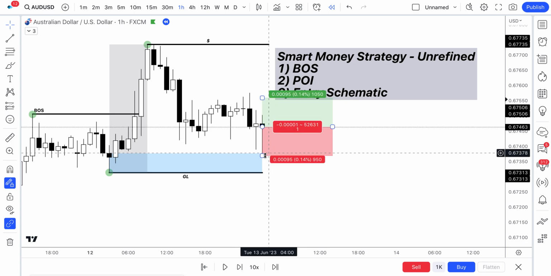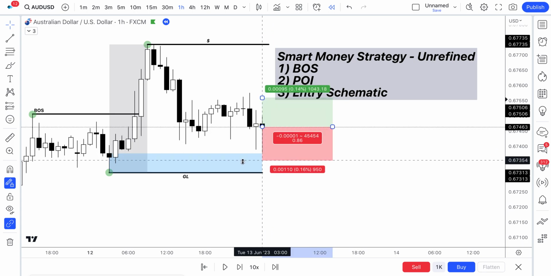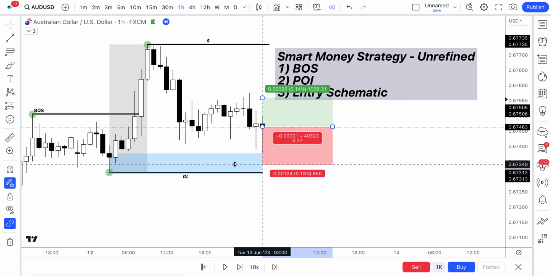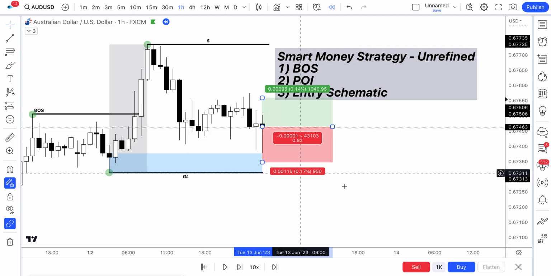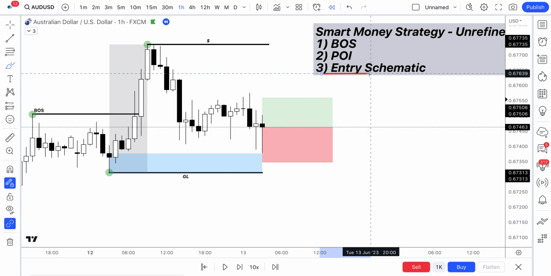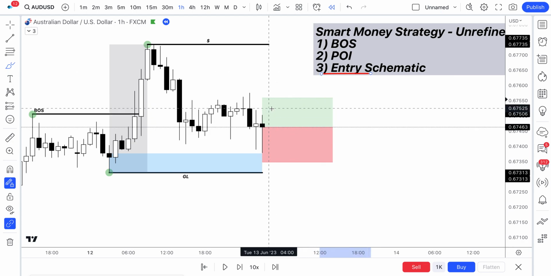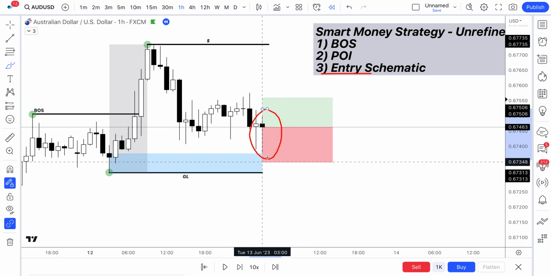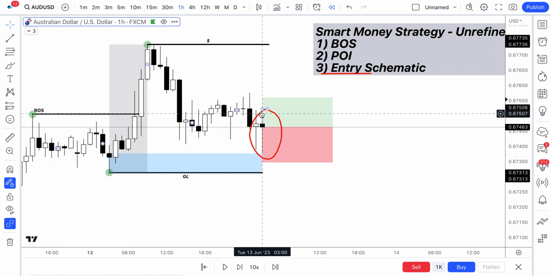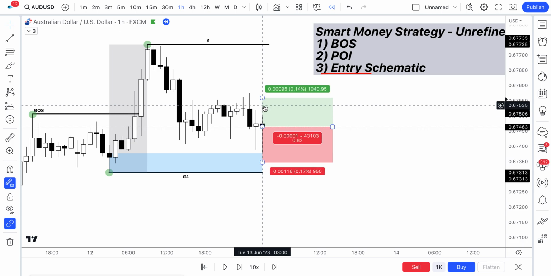Okay, so once we see the strong rejection, you can go for a conservative stop just below, a few pips below the rejection candle, or if you want to be very conservative, you could have a stop loss below the guarded low. Okay, so my stop loss was just below the rejection candle there, and that is number 3, which is our entry schematic. So our entry schematic is a rejection, a nice strong rejection out of our POI. That's a trigger for us as traders to enter a long trade in this market, as long as all of the other confluences have been met.